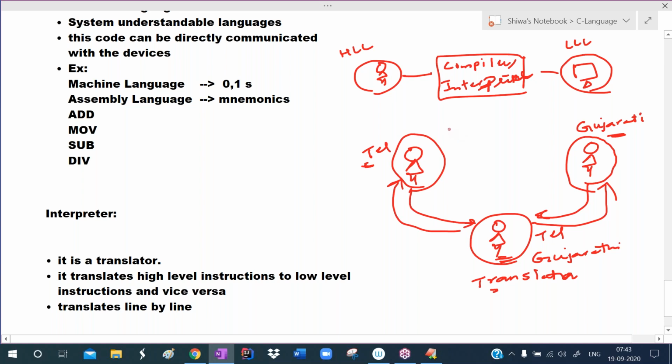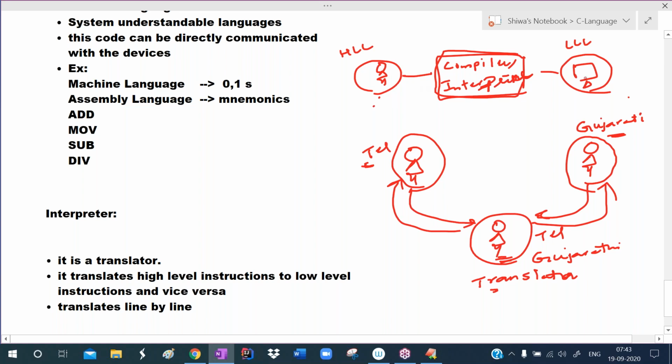So our language is a high level language, and computer language is a low level language. The computer cannot understand our language, and we cannot understand computer language. That's why we use some translators. Those translator softwares are compilers and interpreters. Compiler is a software, interpreter is a software. They translate high level instructions to low level instructions and low level instructions to high level instructions. Then what is the difference between compiler and interpreter?